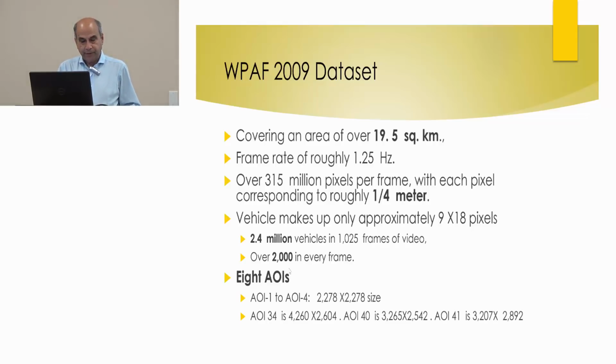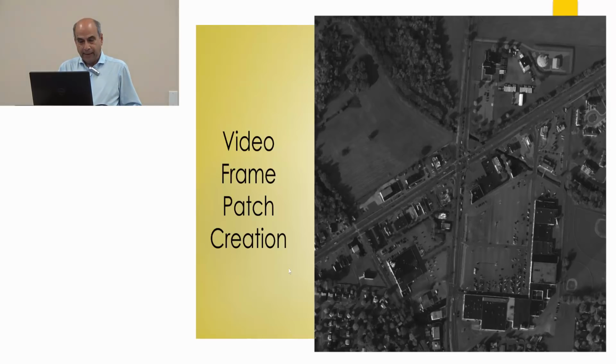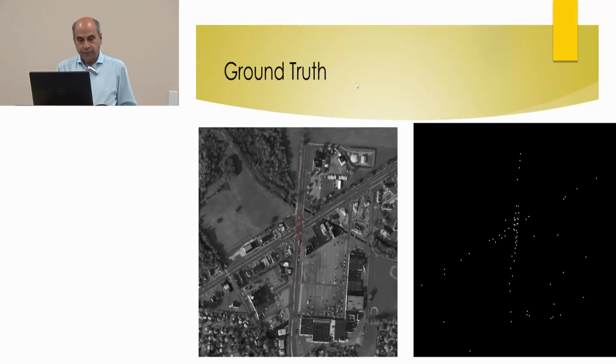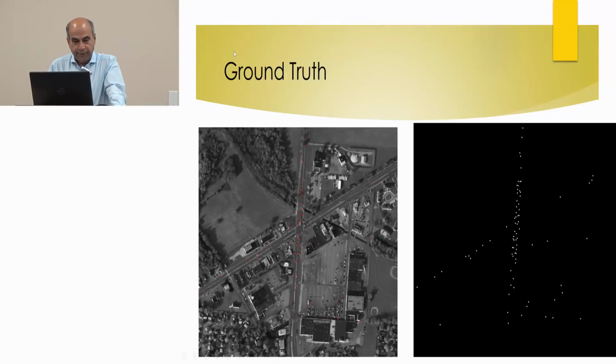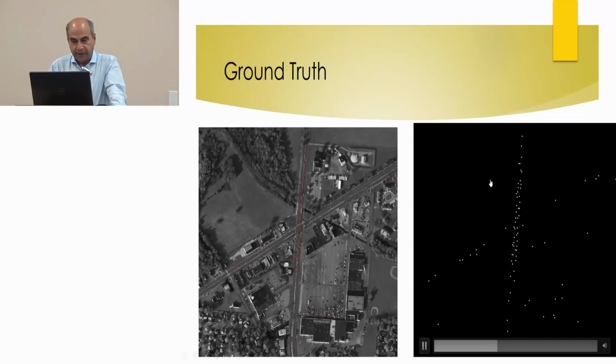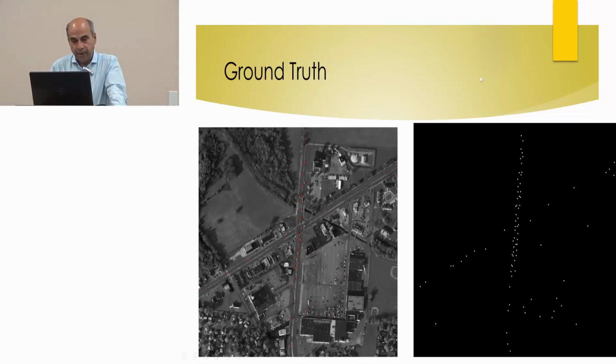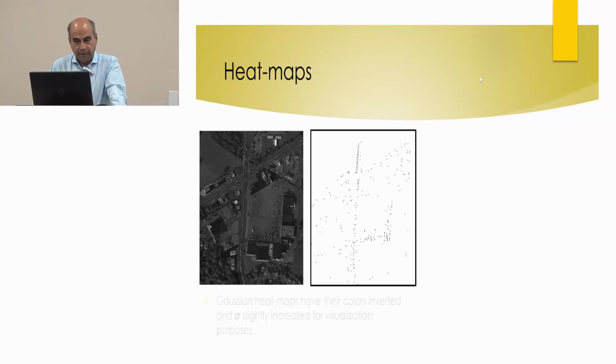So we have these 8 areas of interest, and the video frame is large, so we cannot put this in one GPU. We divide this into different clips, and then use that to compute and detect the objects, and then we combine. So here is the original video, and these are the vehicles in red, and this is the ground truth. So we need to train the system. We have ground truth as a point for each of these vehicles.